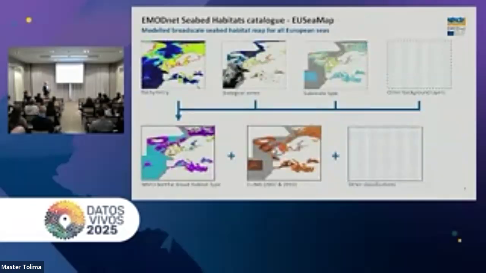And then one last but not least product that seabed habitats does is the EU SeaMap, which is a modeled broad-scale habitat map for all the European seas. There is a separate version for the Caribbean as well. And this is something that the European Union member states can use as a baseline for the Marine Strategy Framework Directive reporting, for example.